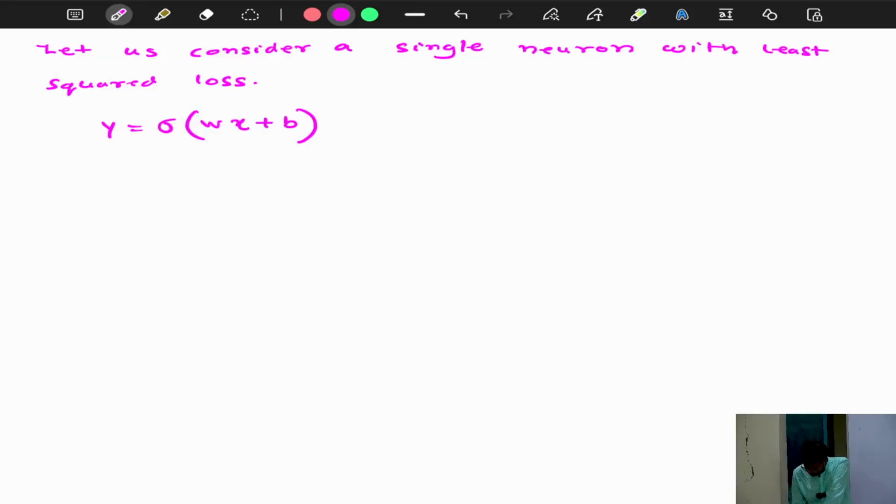And what is my loss? Loss is, I can write a half, but I am not writing it. So, let us say t minus y square. T, what is t here? Target, the label. Y is the prediction. Mean squared, so there is a square. And then a single neuron, so y is equal to sigma of wx plus b, not a composition of functions. Okay.